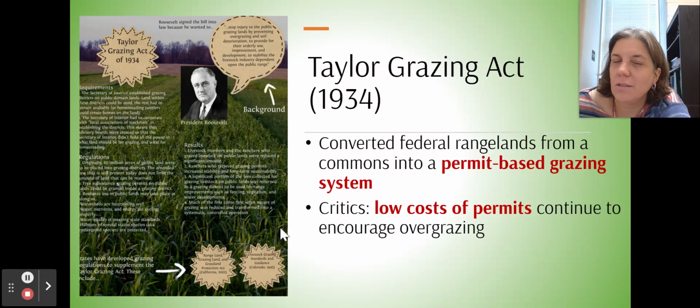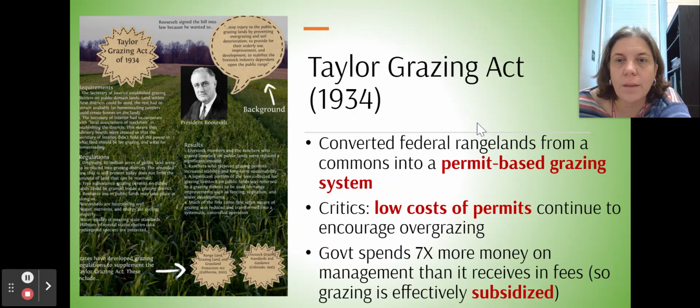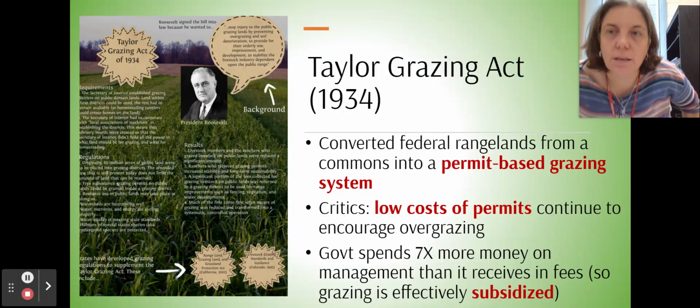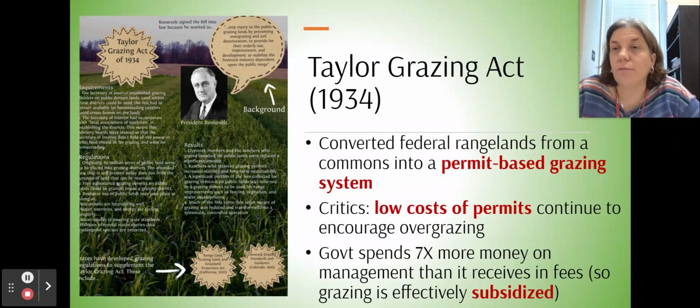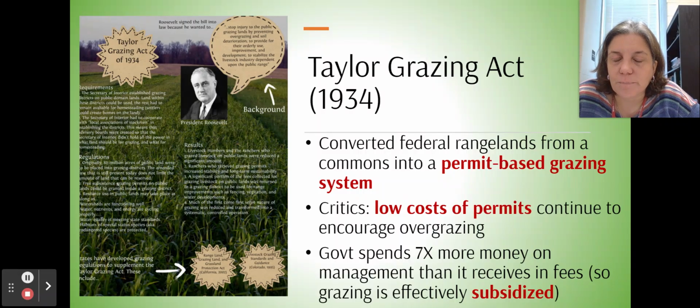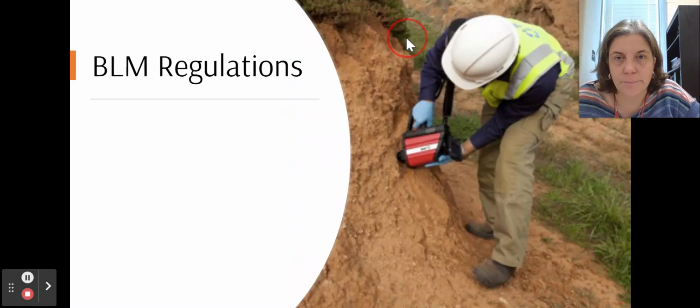So because they didn't cost too much, it encouraged people to continue to overgraze because all you had to do was buy a few more permits and it didn't really cost you that much, and therefore you could still overgraze the land for your own benefit. And it turns out that the government spends 7 times more money on managing these areas than it actually received in fees. So, just like the logging we talked about the other day, the grazing is effectively subsidized because it is not costing the people who own the cattle nearly as much as it should to use that land.